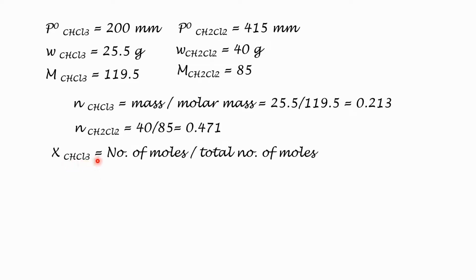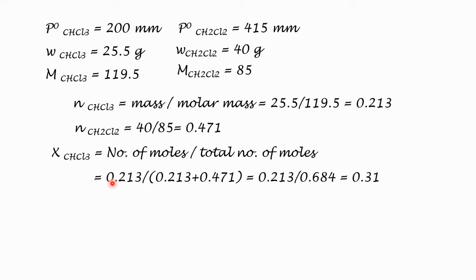How will you calculate mole fraction? Mole fraction will be equal to number of moles divided by the total number of moles. Here we have chloroform 0.213 moles and dichloromethane 0.471 moles. So what will be the mole fraction of chloroform now? It will be 0.213 by 0.213 plus 0.471 equals 0.213 by 0.684 gives you a value 0.31. The mole fraction of dichloromethane can be obtained by subtracting this value from 1 and we get as 0.69.